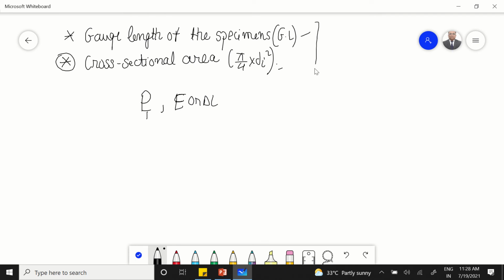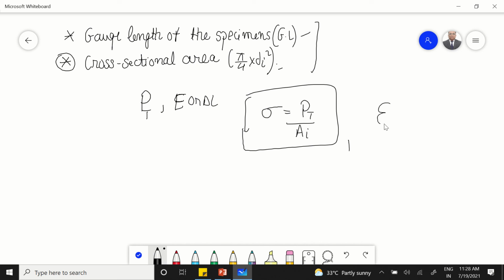Now from these measurements, we will calculate our stresses like this. Sigma is nothing but P_T upon this area of cross section. We call it the initial area because we measured it before starting the test. So this will give you the measure of stresses developed in the specimen during the tension test. Another one will be epsilon, which, as I have already told you, is the measurement of elongation divided by the total gauge length. It will give you the measurement of strains.